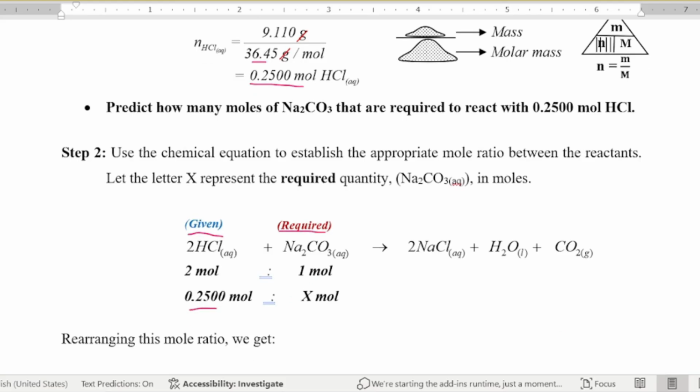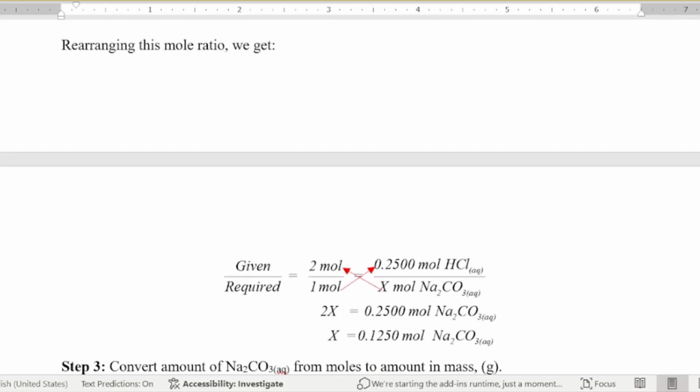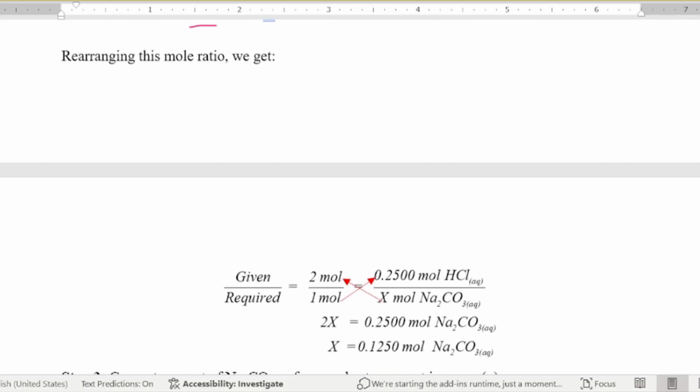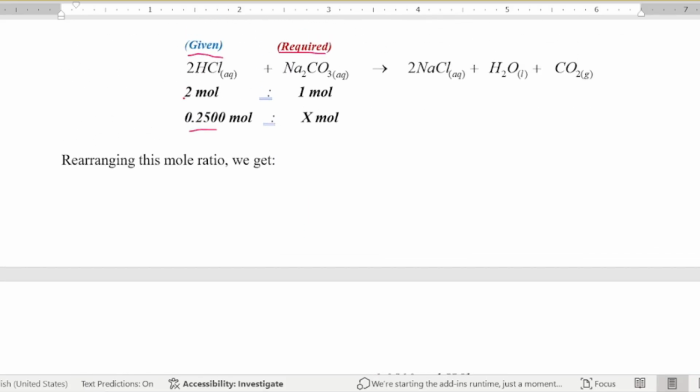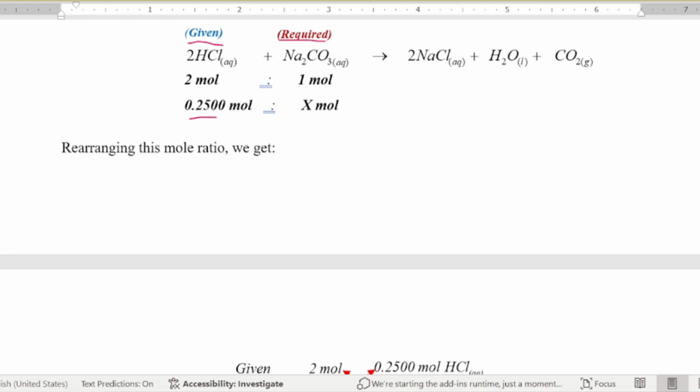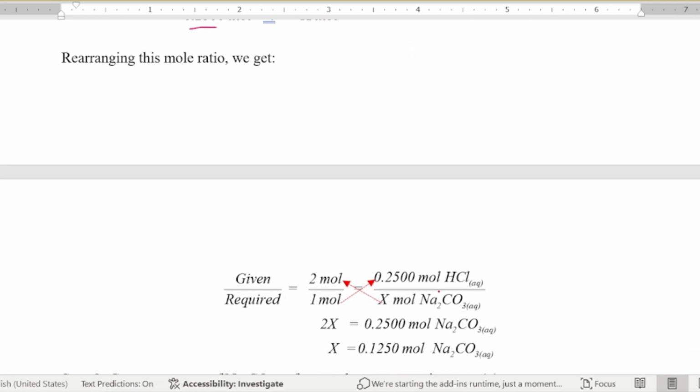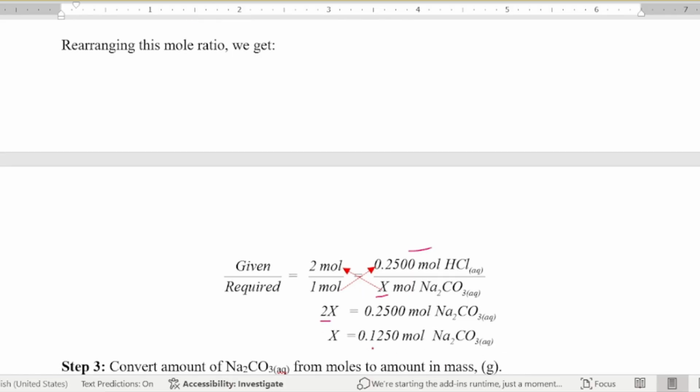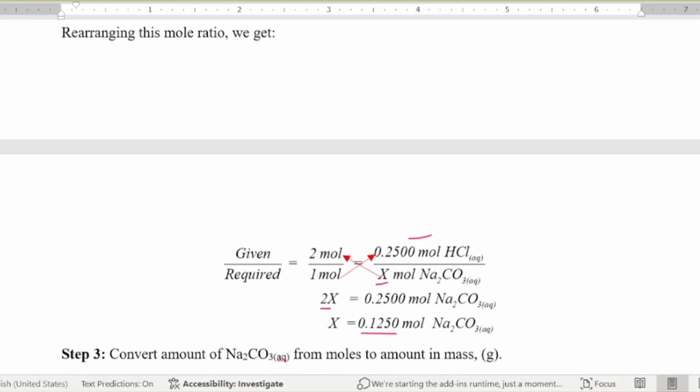Well, there's a way of doing that. You can see the given there is 2 moles, and the required is 1 mole. Be careful with those things. You just calculated this, that's given, and you find x. Now when you cross multiply, you get 2x, and this is the one we figured out mentally just now. You need 0.125 moles of sodium carbonate.